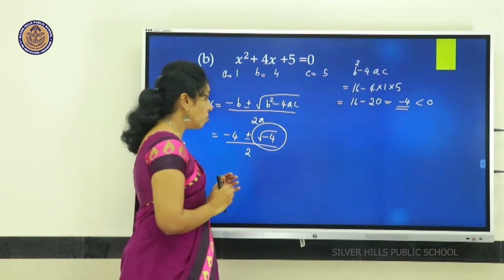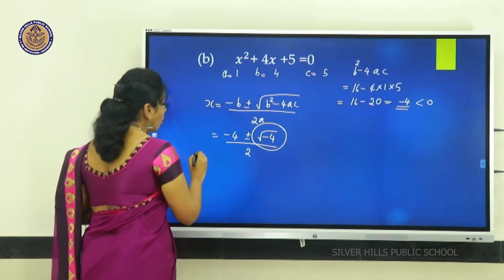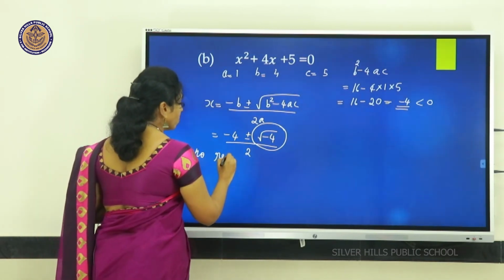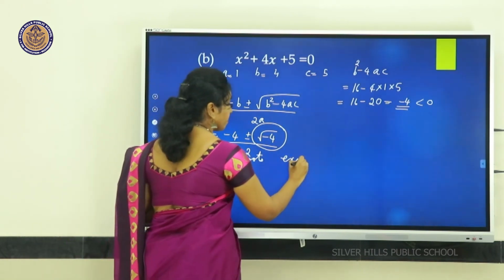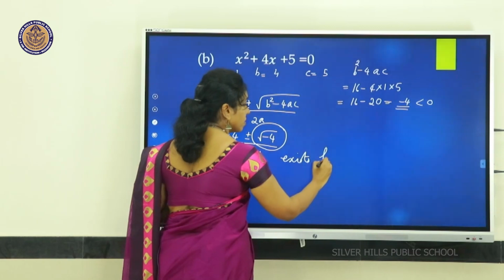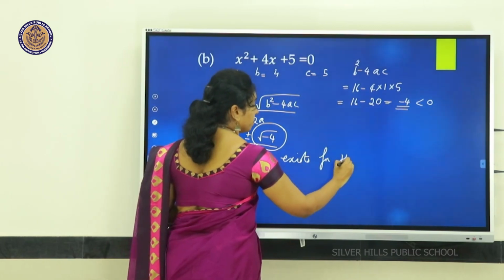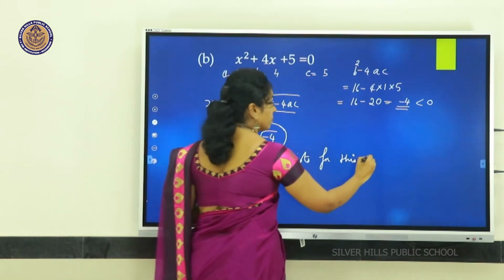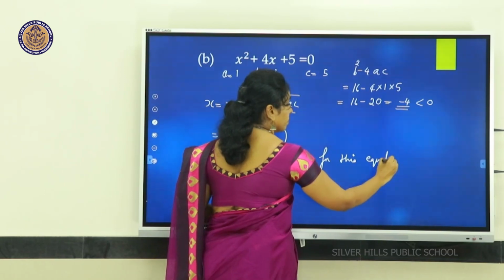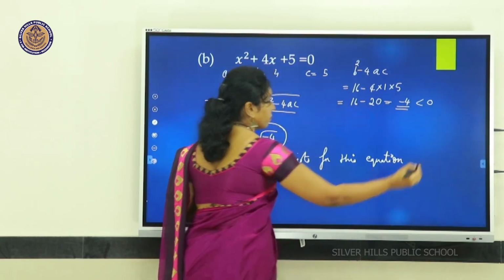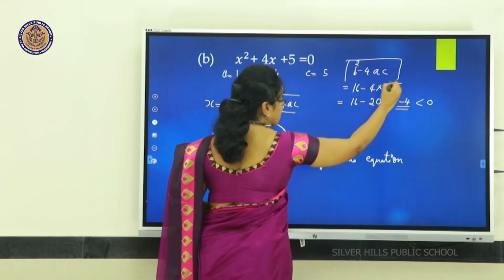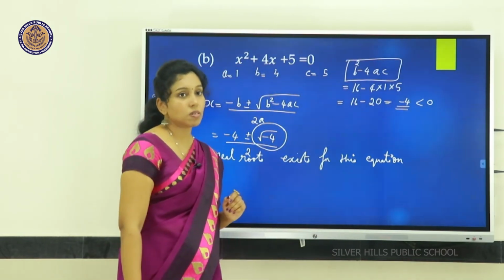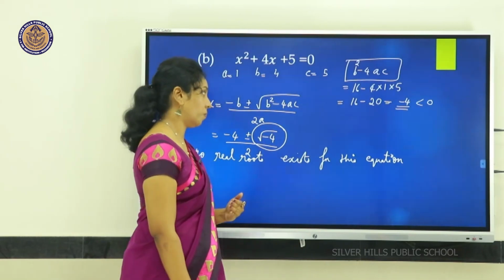So what is the conclusion? We'll conclude that no real roots exist for this quadratic equation. For this equation. And when did that happen? When b square minus 4ac value was less than 0.